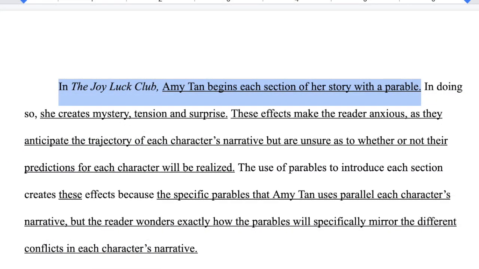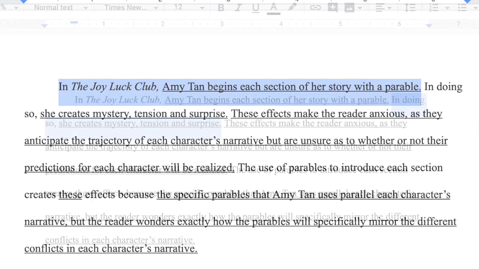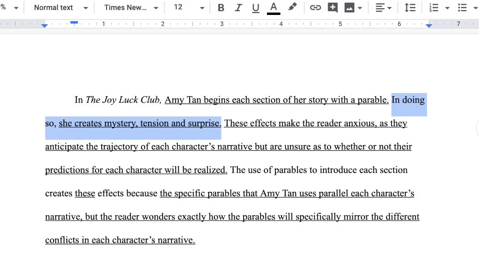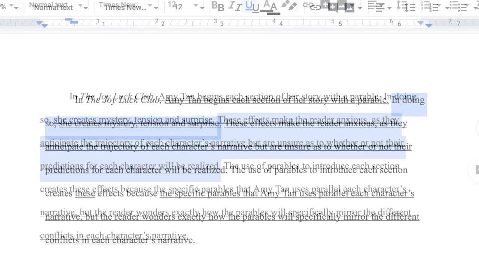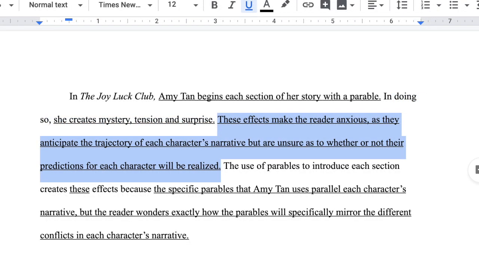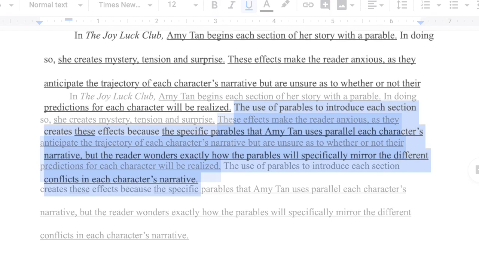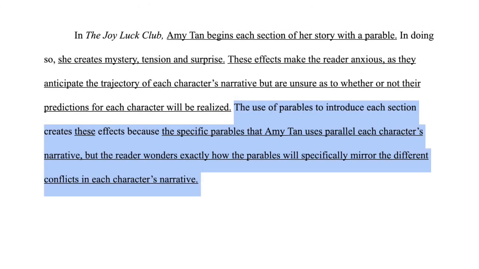To recap, we established that all the topics that you are discussing should be introduced, that the relationship between those topics should be made clear, that certain topics might have to be defined, and your last sentence should answer the question that is implied in the prompt that implicates all of these topics.